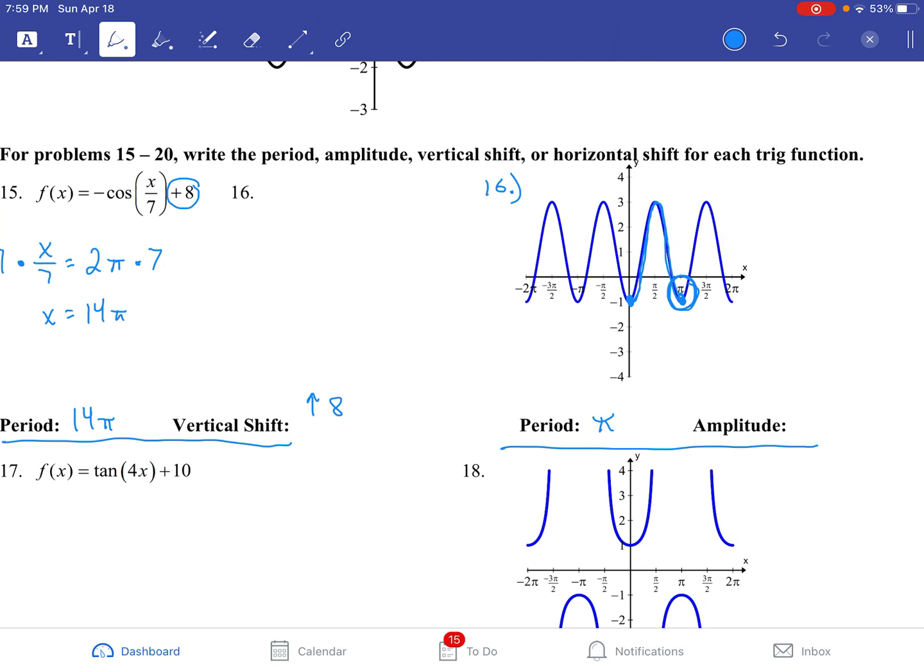So that's our period. All right, for the amplitude, there's a couple ways you can look at this. You can look at the midline of the graph.